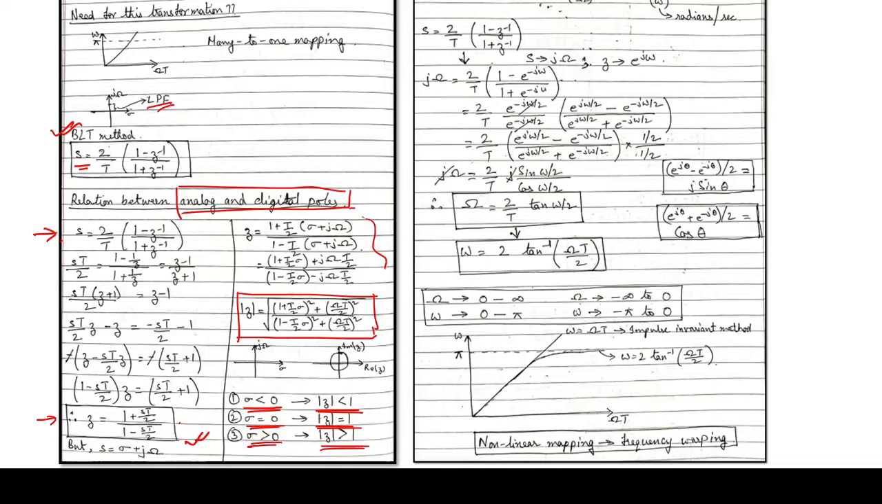Now coming to the relationship between the analog and the digital frequencies. So again we will start with the same transform equation, and we will replace s with j omega and z with e to the power j omega. Why? Because when we are talking about the relationship between the analog and the digital frequency, we are only interested in the frequency axis.